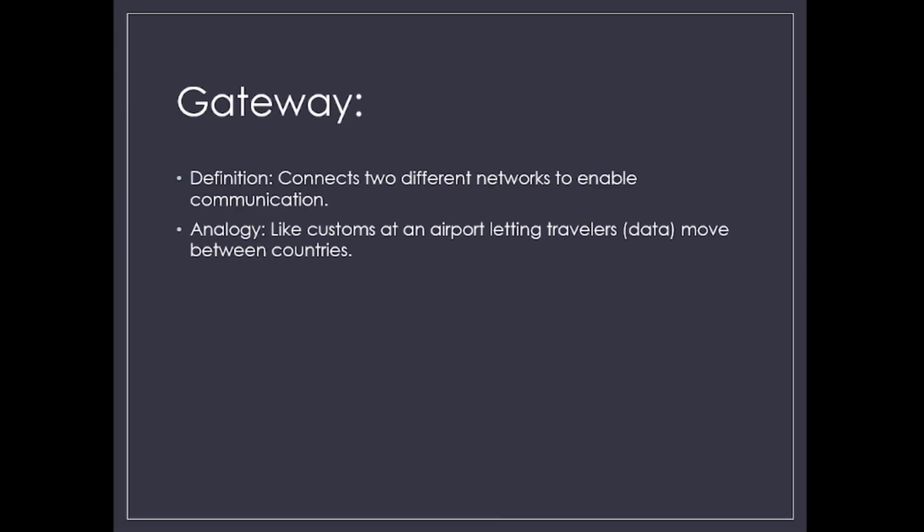The next is a gateway. A gateway is a device that connects two different networks to enable communication. Analogy: just think of a gateway like customs at an airport, letting travelers move between countries. Here the travelers are the data, and customs at the airport is the gateway.